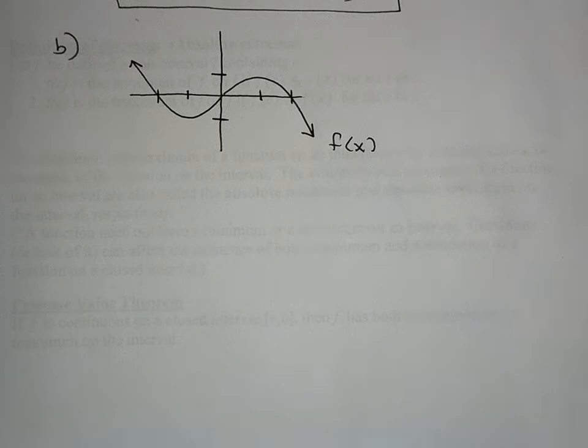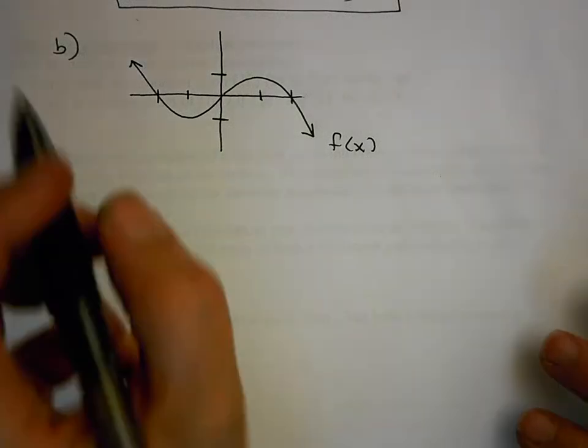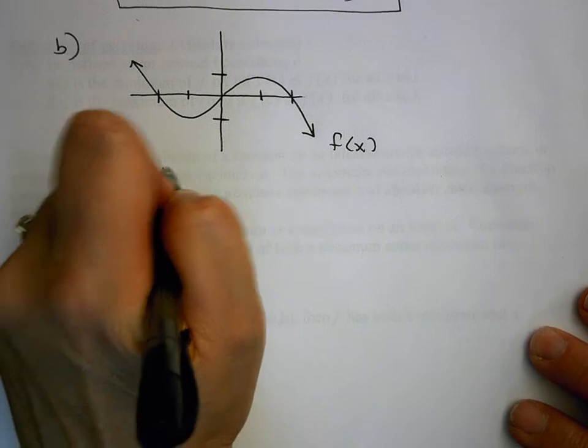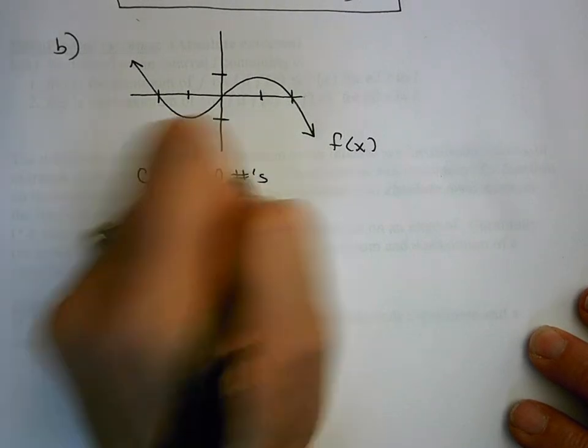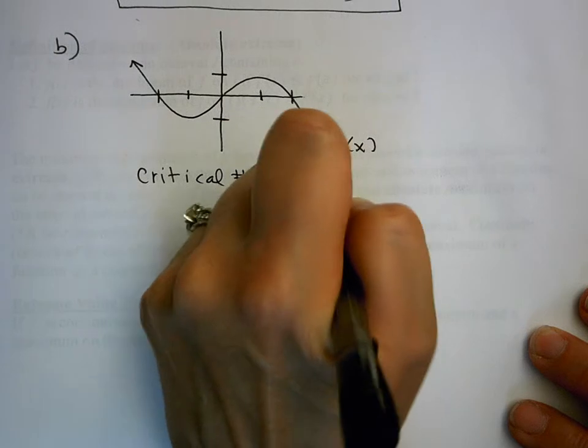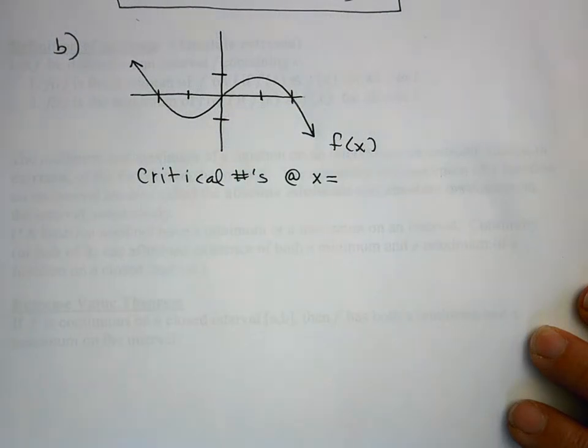Okay, so I want you guys to try this one for me. So what do you think the critical numbers are? Okay, talk to your neighbor, figure that out. Do you guys agree where your critical numbers are?